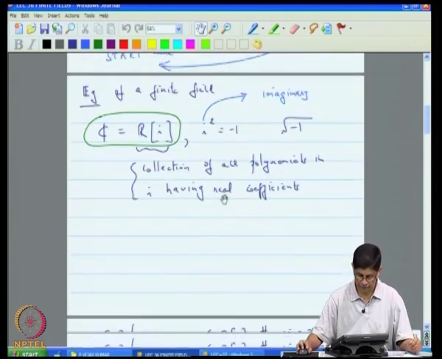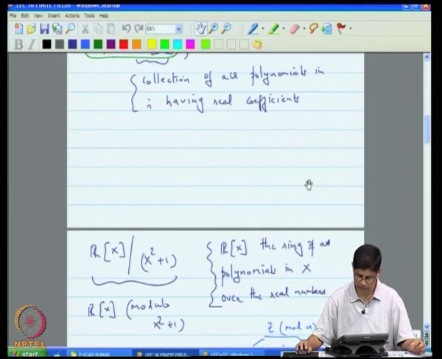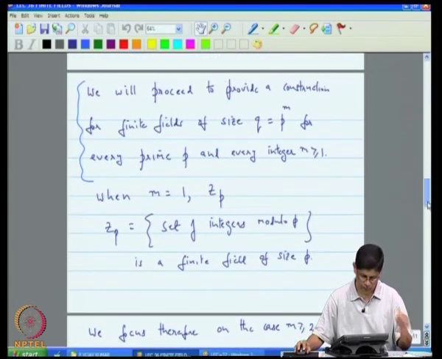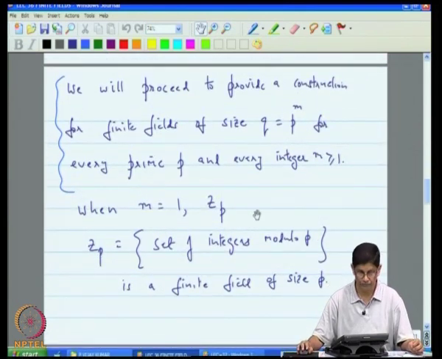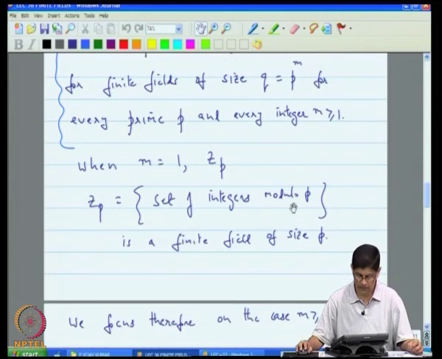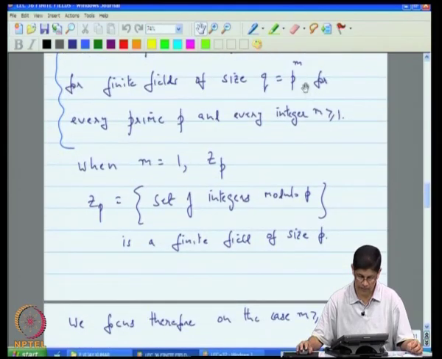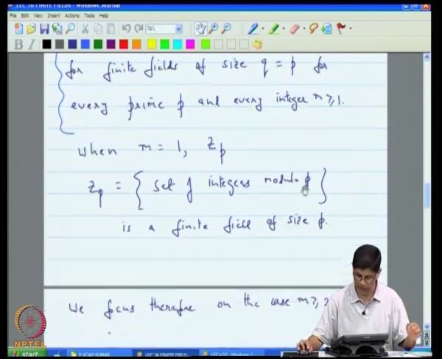I motivated my construction for finite fields by making an analogy with the class of complex numbers, but I will skip that. We will provide a construction for finite fields of size q equals p to the power of m for every prime p and every integer m. When m is equal to 1, the integers modulo p already form a finite field. So the interest is in the case when m is greater than or equal to 2. It turns out that finite fields only exist when the size of the finite field is a power of a prime, so there is no loss of generality in restricting to this situation.